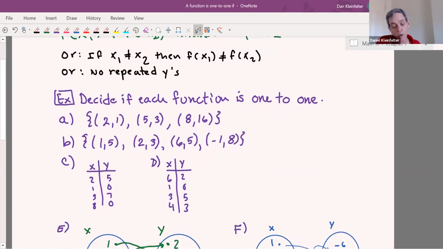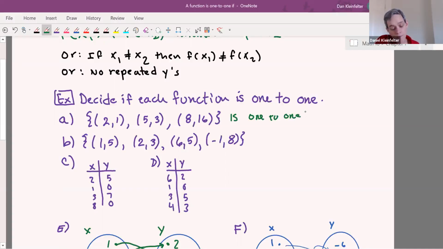Okay. So we want to decide in each case for these if each function is one-to-one. So are there any repeated y's? 2, 1, 5, 3, 8, 16. So there are, of course, no repeated x's because it's a function. Additionally, there are no repeated y's, so this thing is one-to-one.